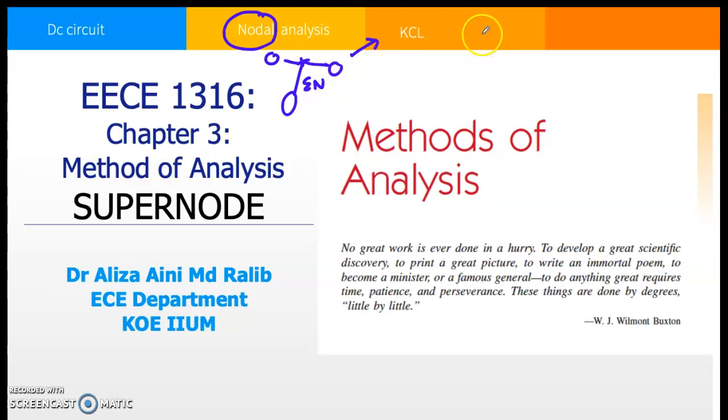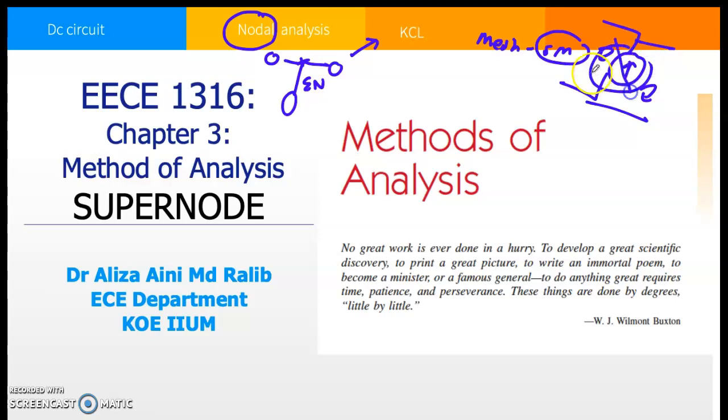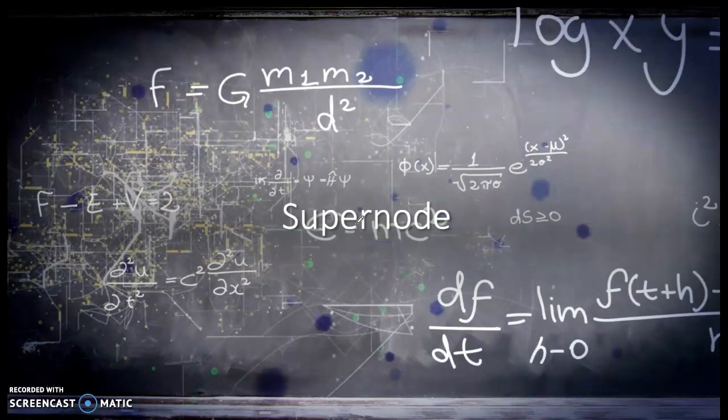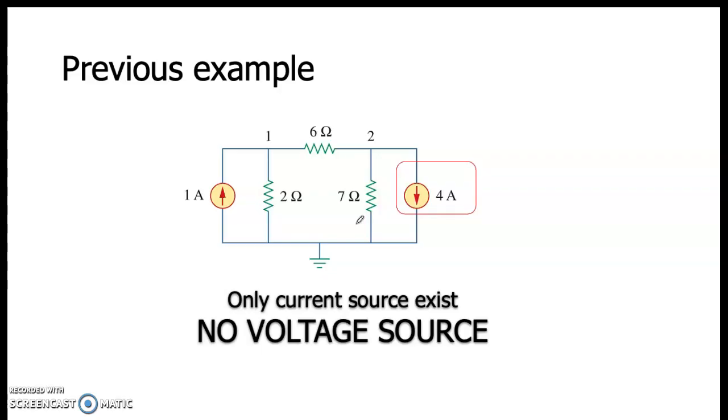And if you still remember your mesh, you have what we call super mesh, right? What is super mesh? Super mesh is the current source in between 2 loops. So let's say you have mesh 1 and mesh 2. So when there is a current source between these 2 loops, you are going to exclude that one, right? So same with your nodal analysis, you have here what we call supernode. Okay, let's see how the supernodes work.